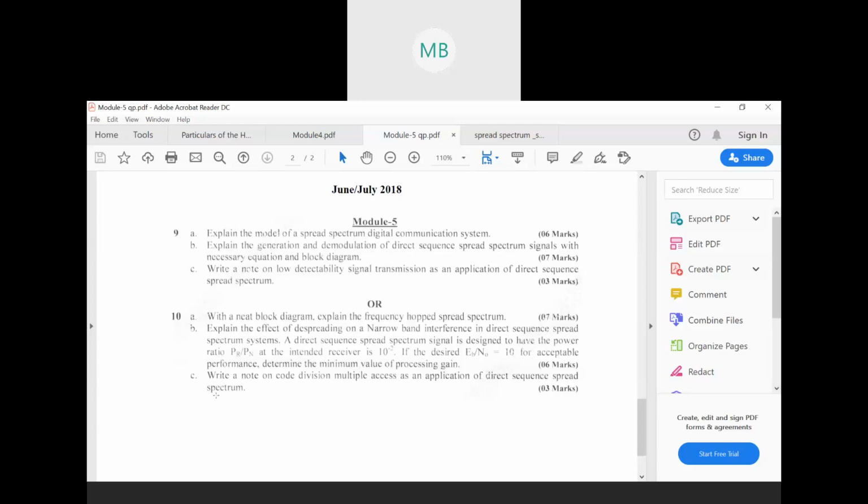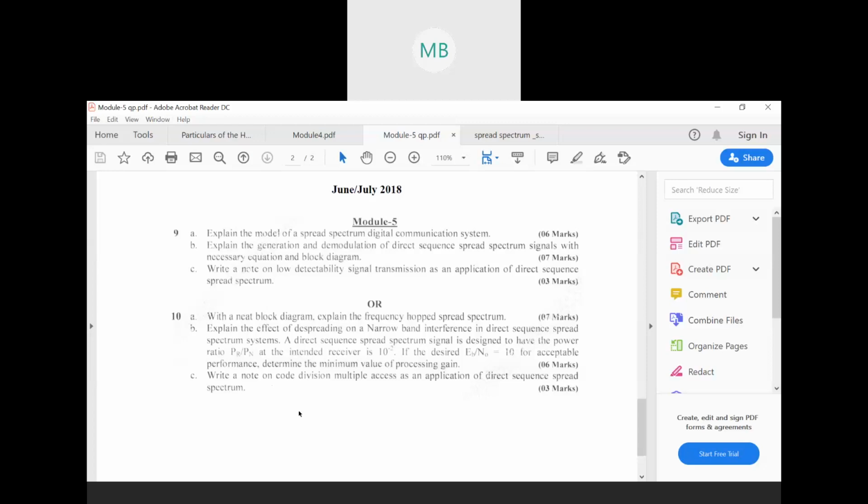Next, write a note on code division multiple access as an application of direct sequence spread spectrum. Please remember, this question is not about IS 95. It is not an Interim Standard 95 question. It is related to the application of direct sequence spread spectrum in CDMA. So this comes under applications of spread spectrum signal.